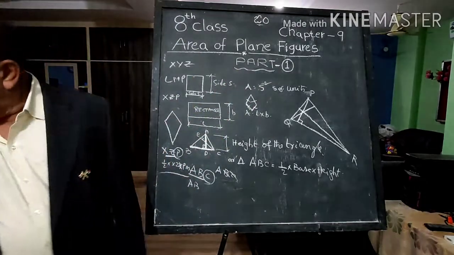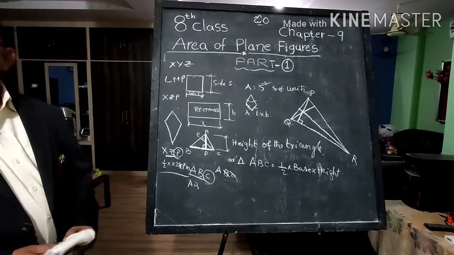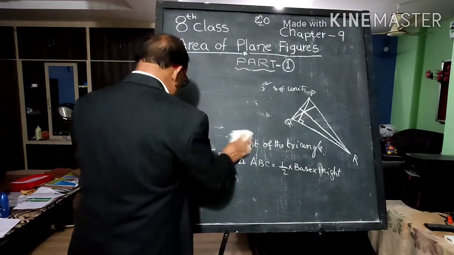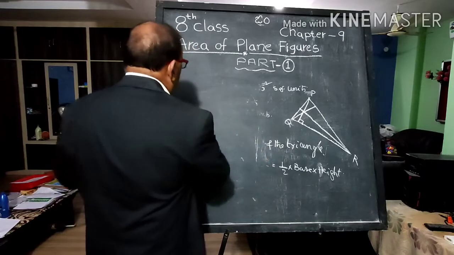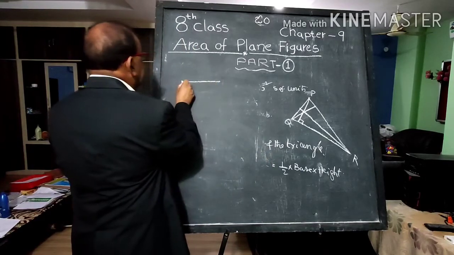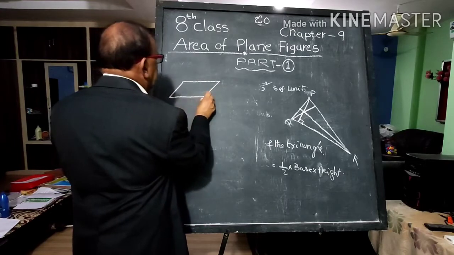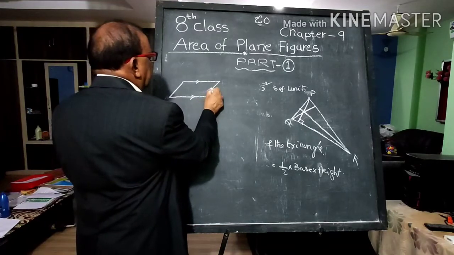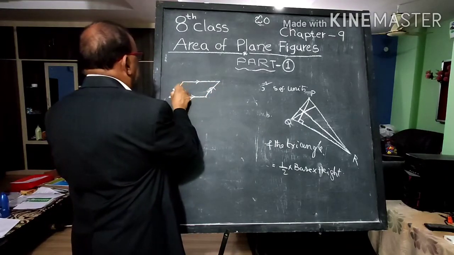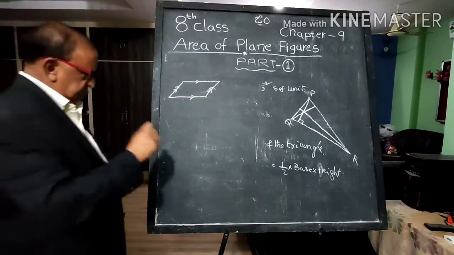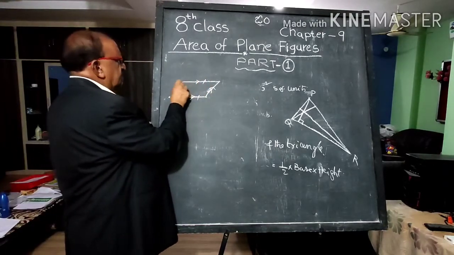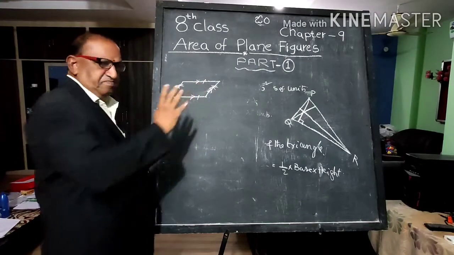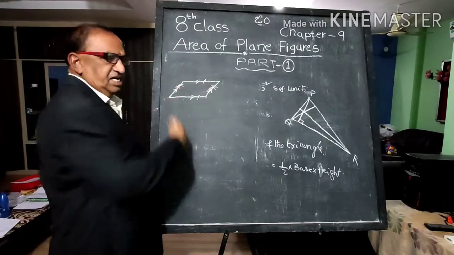So now, after you learned about the three fundamental basic shapes, then you have what is called the parallelogram. This is a parallelogram. Parallelogram means these two lines are parallel. These two lines are also parallel. In addition, these two lines are equal. These two lines are equal. That means in a parallelogram, opposite sides are parallel and also opposite sides are equal.